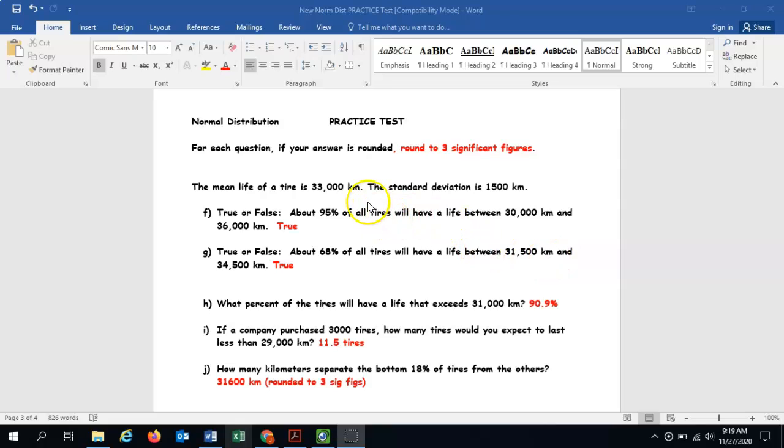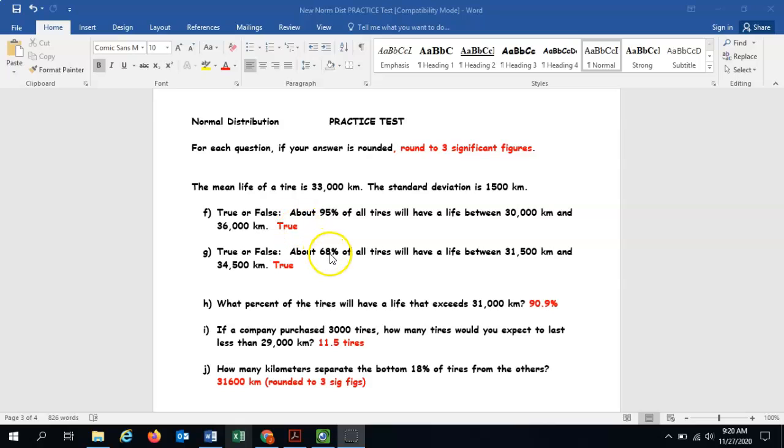Hey guys, I'm going to go through answers on the practice test real quick, just in case you need some explanation. So first one, 95% will be between 30,000 and 36,000. That is true because in the very first lesson of the chapter, you'll notice that 30,000 would be 2 standard deviations below the mean. 36,000 would be 2 standard deviations above the mean.